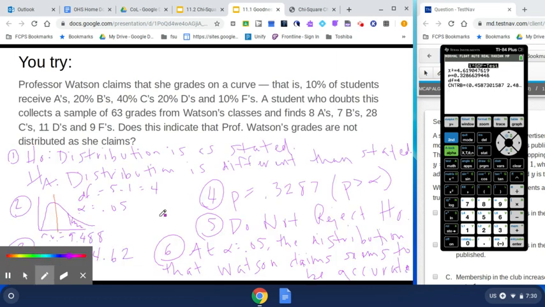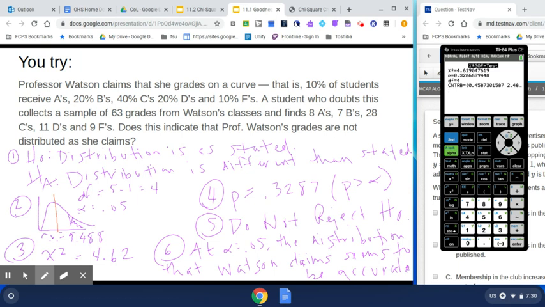Okay, guys, hopefully you paused the video and now you're coming back to check. The H0 and the Ha stayed the same as it did for the last example. The null, the distribution is as stated, and the alternative, the distribution is different than stated. Step number 2, that critical value is 9.488. That was 4 degrees of freedom with an alpha of 0.05. There was none stated in the prompt, so again, we just use that default 0.05 alpha level.